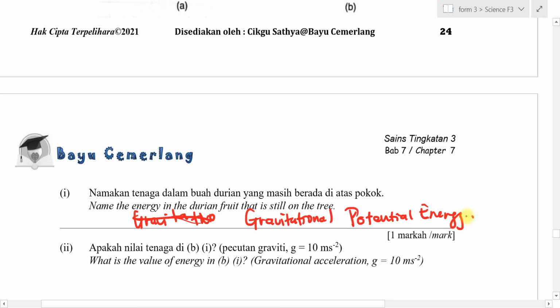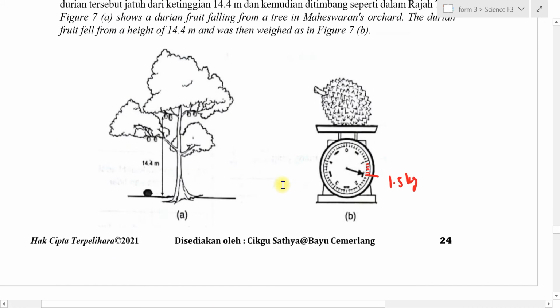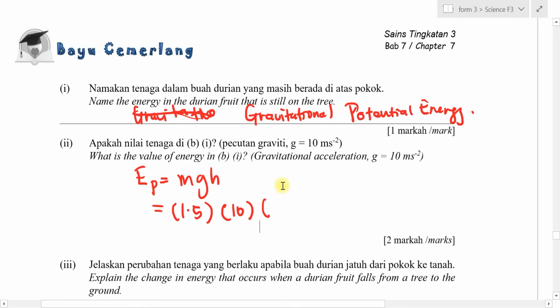And what is the value of energy in B1? It is given that gravitational acceleration is 10. G is 10. Okay, value of energy. So the energy they mentioned here is potential energy, which is equal to mgh. The mass was 1.5 kg. Gravity was 10. Height is 14.4 meter.